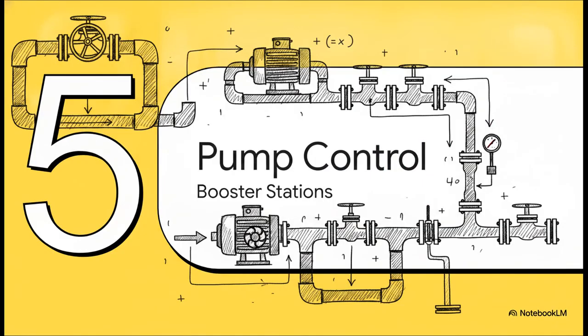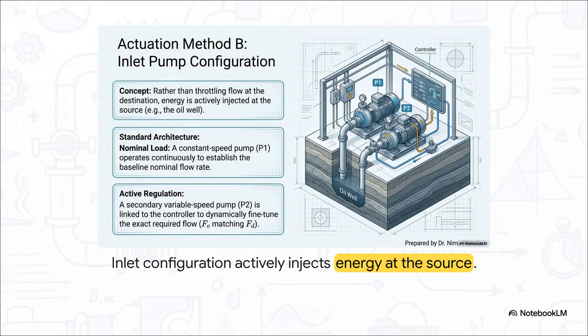Section 5, Pump Control and Booster Stations. Having thoroughly mastered valve throttling and its associated math, we're now shifting our focus to our second major architectural approach. Here's the thing. Throttling a valve restricts flow, which inherently wastes some energy. Rather than doing that at the destination, this inlet pump configuration actively injects energy right at the source, for example, directly at the oil well.